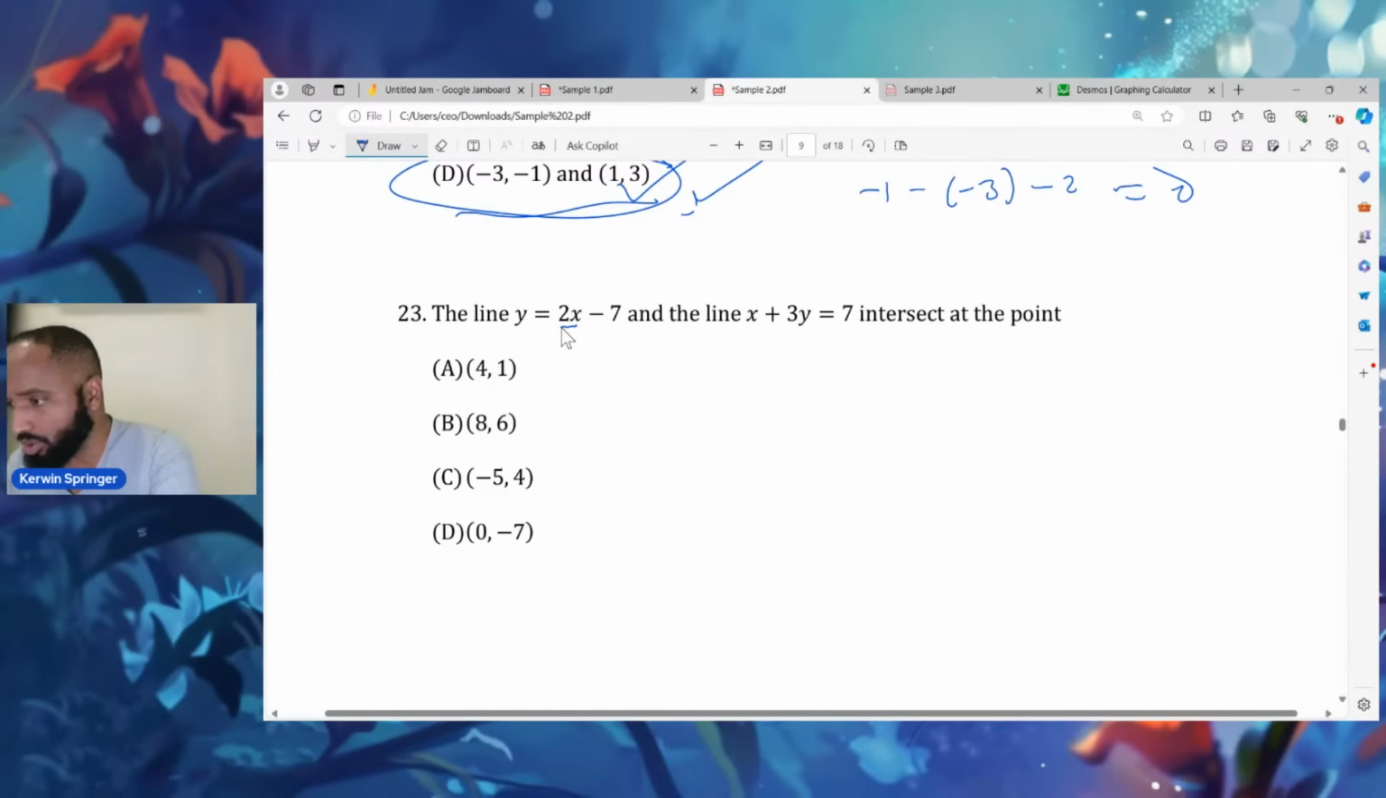Make sure when you're writing, so 8 minus 7. Yeah, so this one is working with that, but let's see if it works here. 4 plus 3 by 1. This one works. A works.